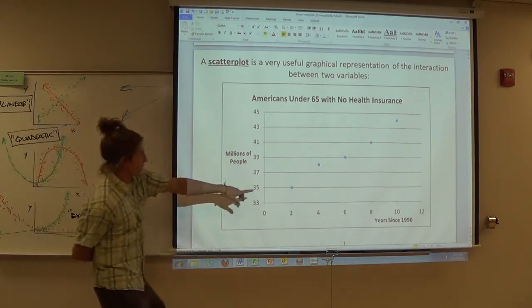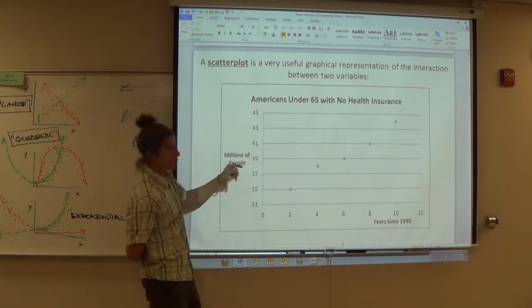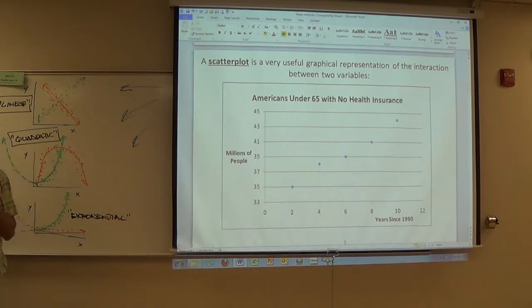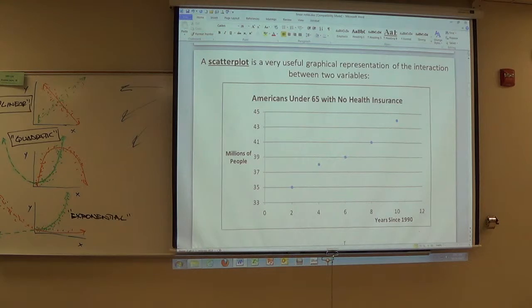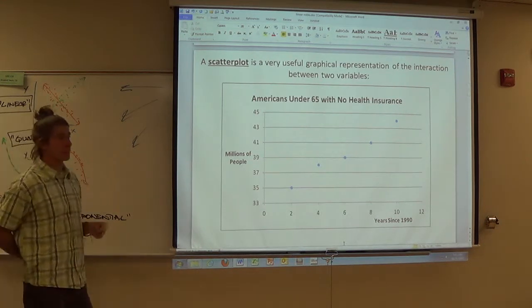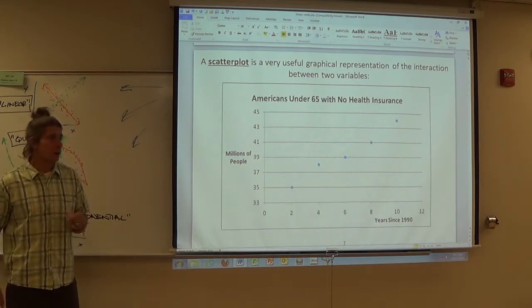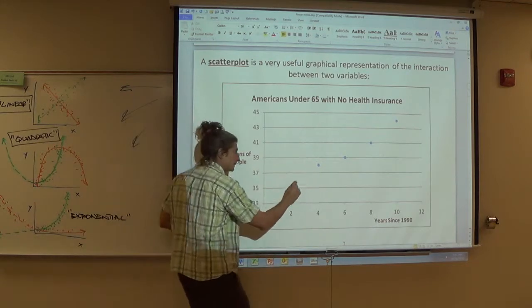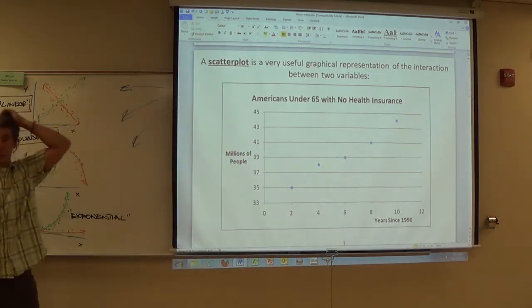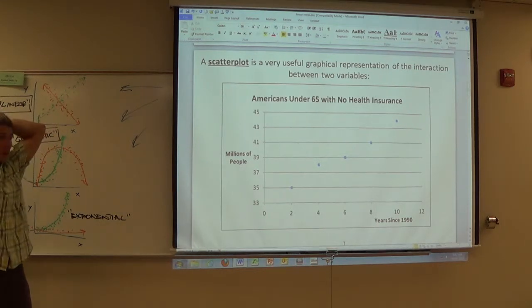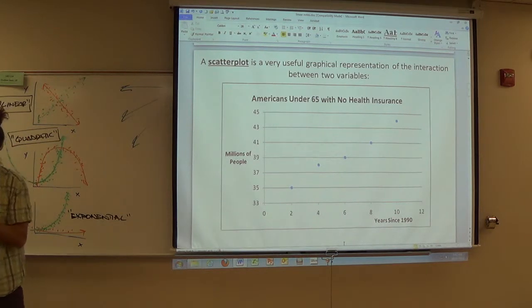How about this point right here? 4, 38. What does that stand for? In 1994, 38 million uninsured in America. Every one of these points represents one of the X and Y coordinates from our chart. Every one of those points. Fair enough? Is that believable? Yes. Okay, good.